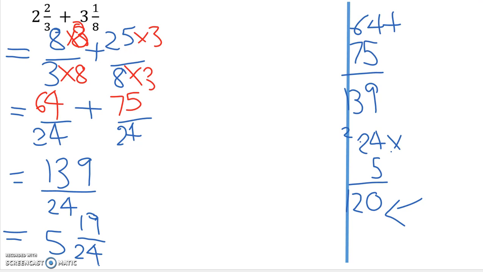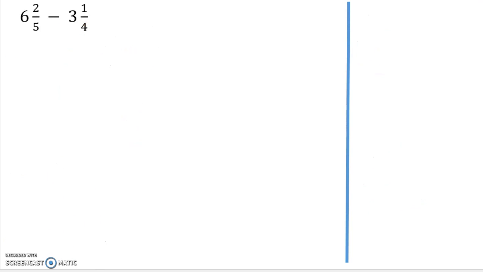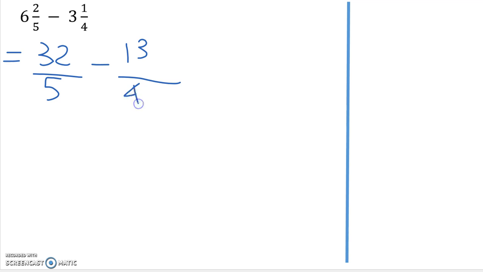Right, let's have a look at another example. This one we are subtracting. So once again, I need to change my mixed numbers to improper fractions. So 6 5s are 30, plus 2 is 32, on 5. And here we've got 3 4s are 12, plus 1 is 13, all over 4. So I've got 5 and 4. My lowest common denominator, if I have 5 and 4, is 20.